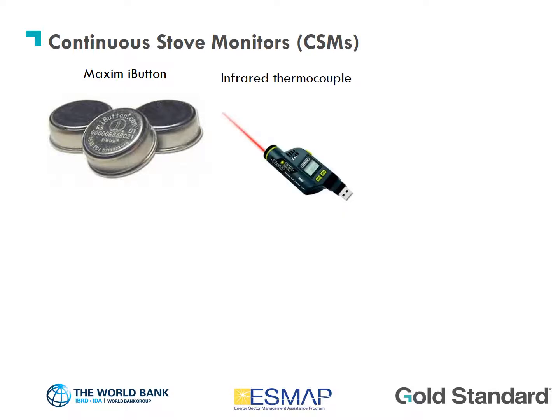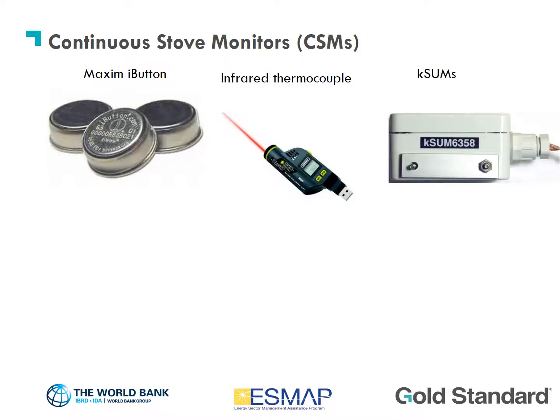So on this slide, we see some examples of stove use monitors. First, we have the Maxim iButton, which are very small button size temperature loggers that can be taped directly to the stove. If you have a very hot stove, like a 3-stone fire, you can use a silicone insulating pad or wood to protect them from very high heats.